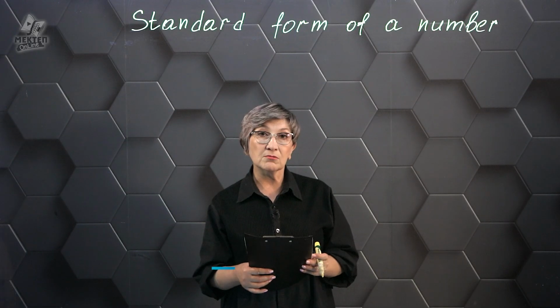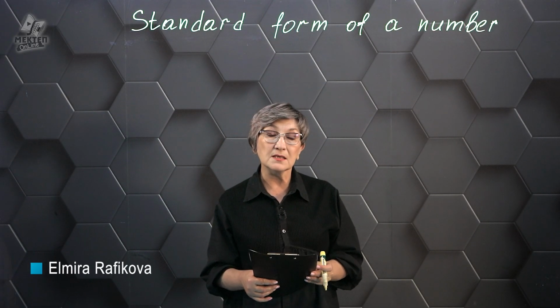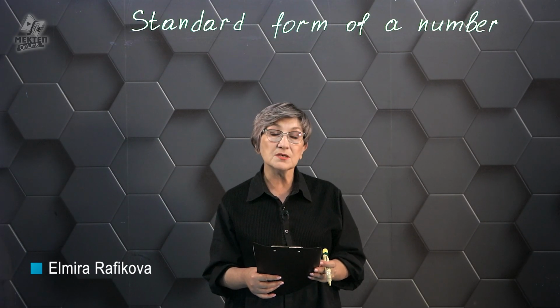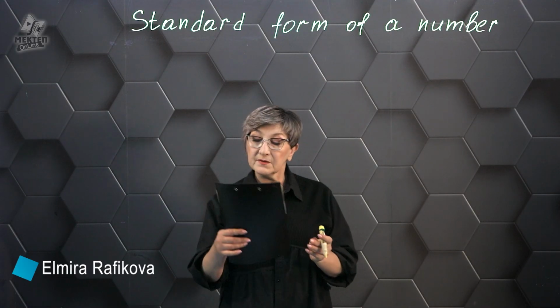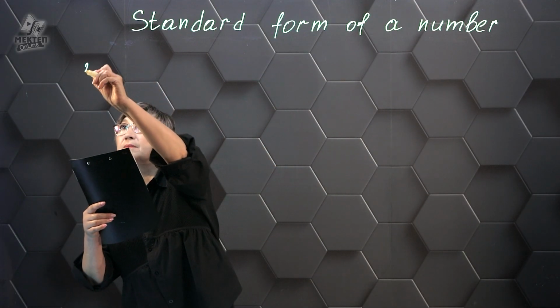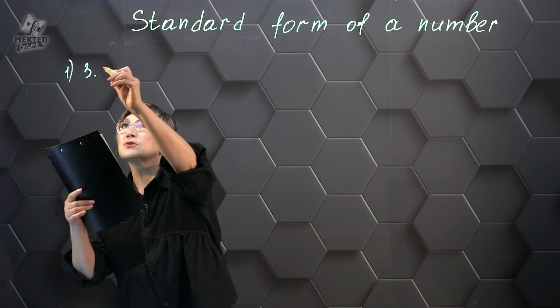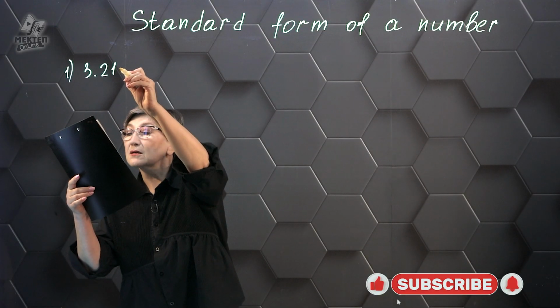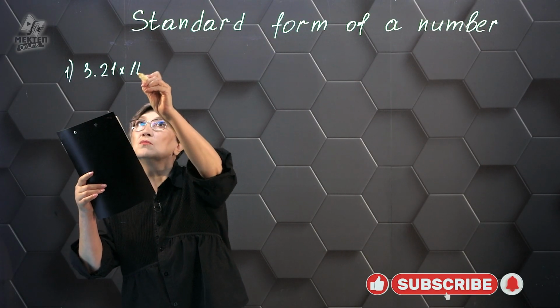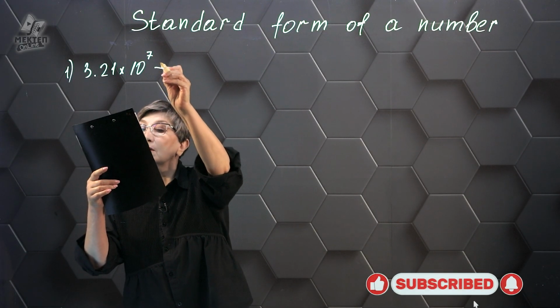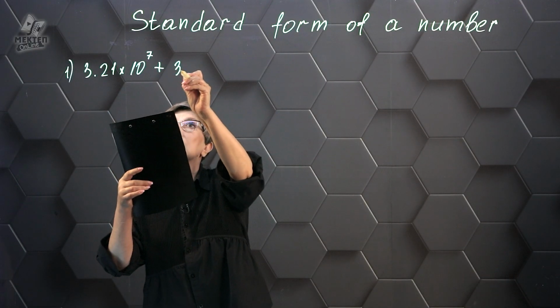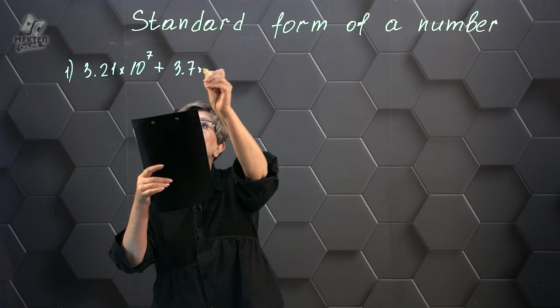Hello! Today in our lesson, we will learn how to find the sum and difference of numbers written in standard form. Here's the first example. We need to take the number 3.21 multiplied by 10 to the power of 7 and add it to the number 3.7 multiplied by 10 to the power of 7.